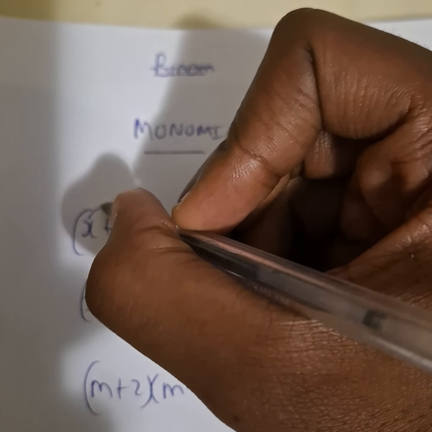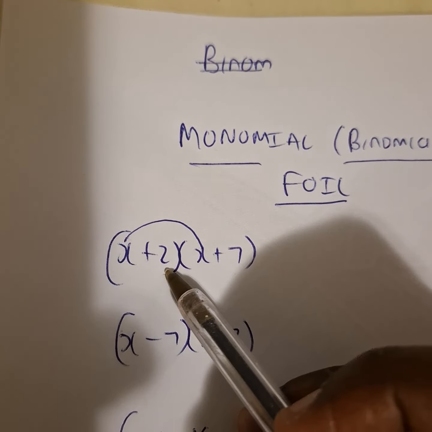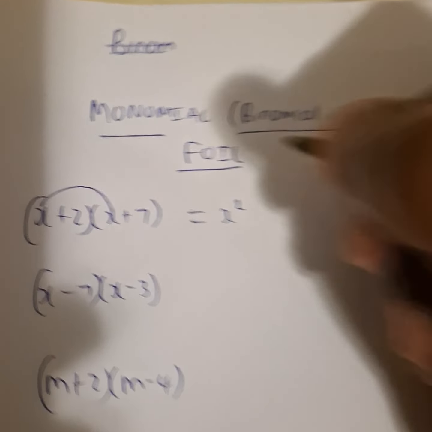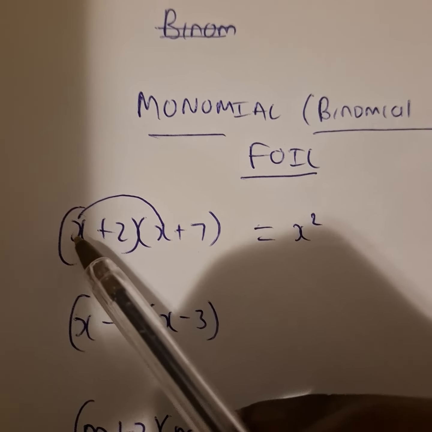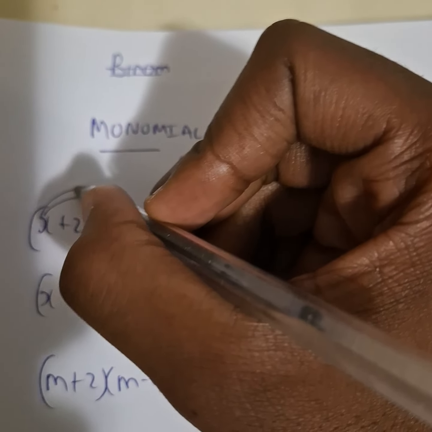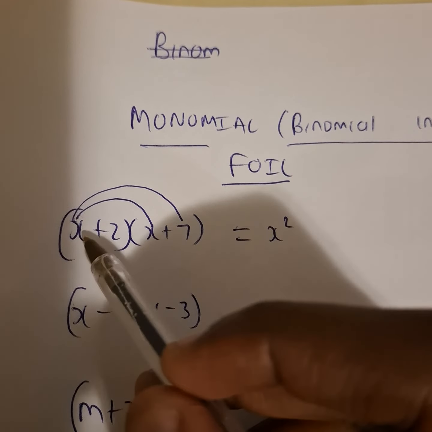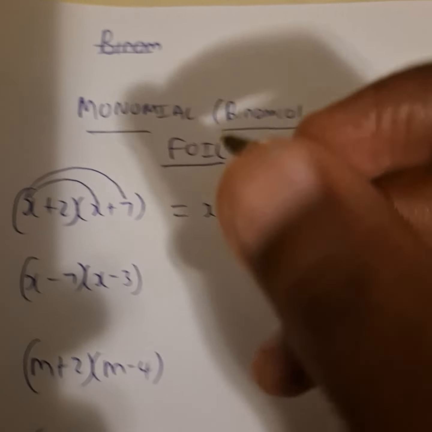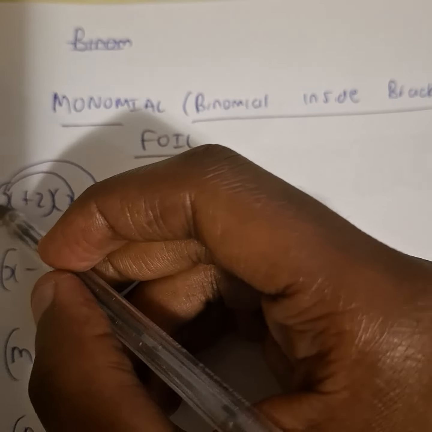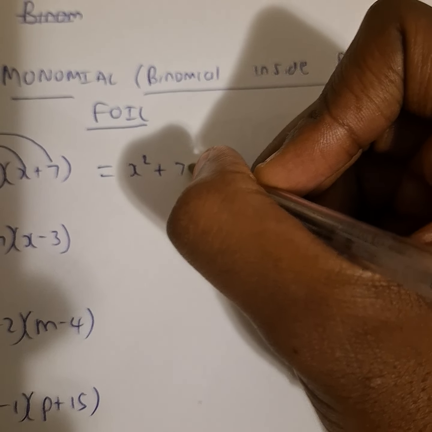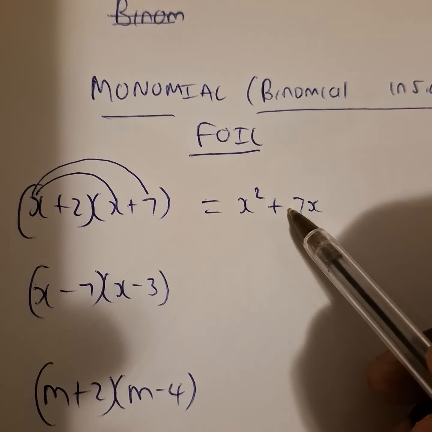So we multiply the first terms in each bracket, which means x times x, and we know that x times x is x squared, right? Then we multiply the outer terms, meaning x and positive 7. The positive times a positive is a positive. 1 times 7, remember there's an invisible 1 there. 1 times 7 is 7, and then the x, the letter, combined with the 7.